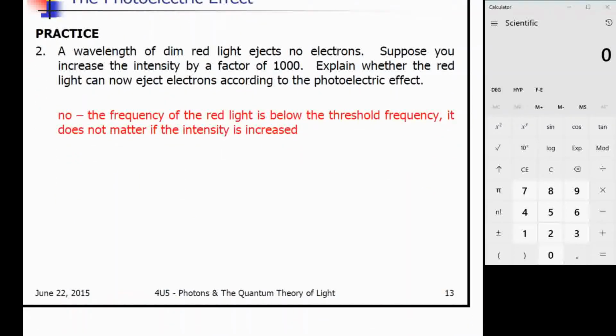So here's a question. It says, a wavelength of dim red light ejects no electrons. Let's say we increase the intensity of that light by a factor of 1,000. Would it start to eject electrons? And the answer here is no, it would not, because the frequency of the red light would still be below that threshold frequency. So it doesn't matter how intense the light is. Instead of using red light, we need to use light of a greater frequency.